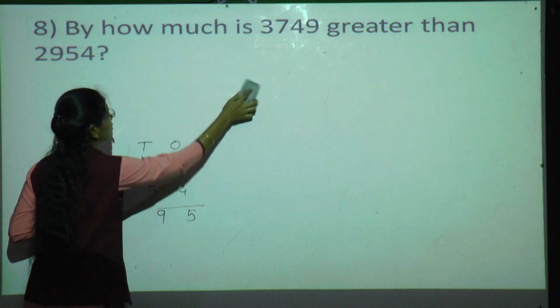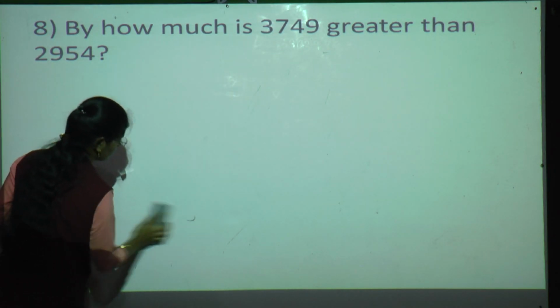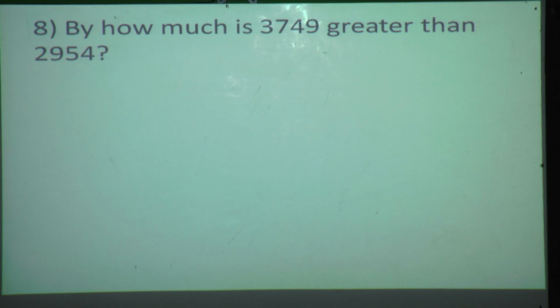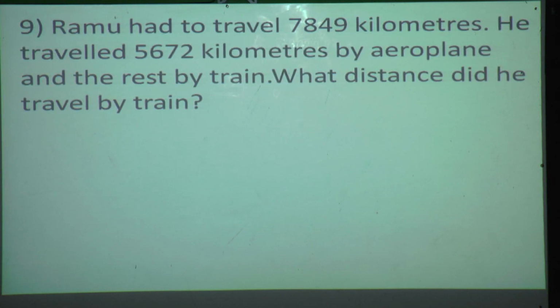The 9th one. What is the 9th question? Read the question. The 9th question is: Ramu had to travel 7,849 kilometers. He traveled 5,672 kilometers by aeroplane and the rest by train. What distance did he travel by train?